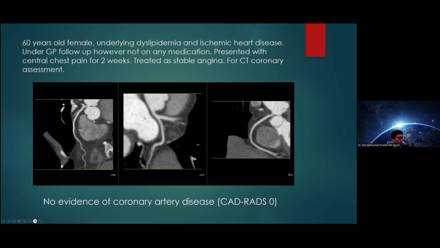This is the LAD. We see that the LAD is patent, it's normal in diameter, there's no stenosis anywhere, no plaques. And the LCX is also normal and the RCA is also normal. Therefore, we give a score of CAT-RADS 0, or no evidence of coronary artery disease. So for this patient, the management is just reassurance. Tell the patient that most probably the chest pain is non-cardiac in nature.